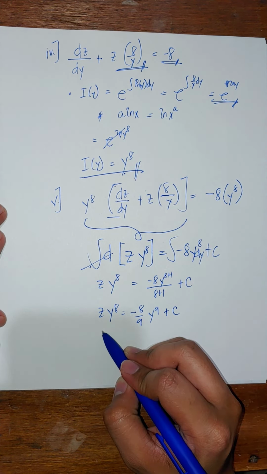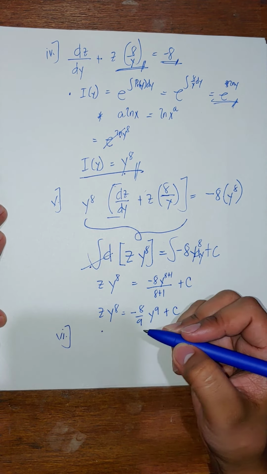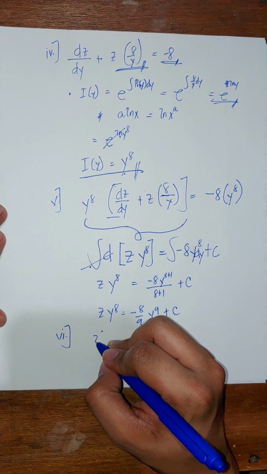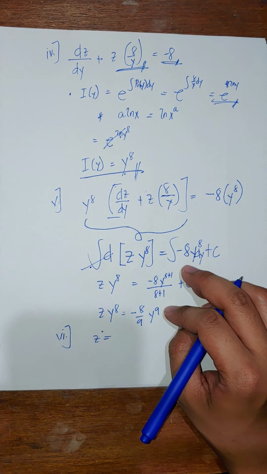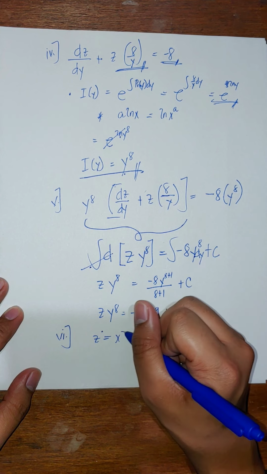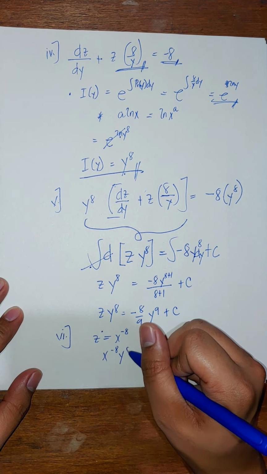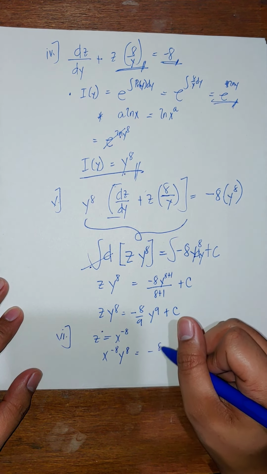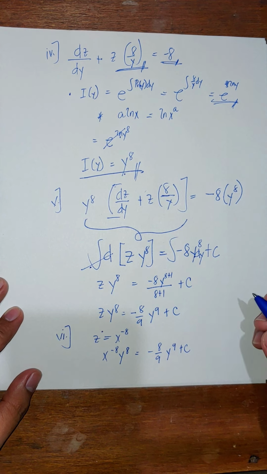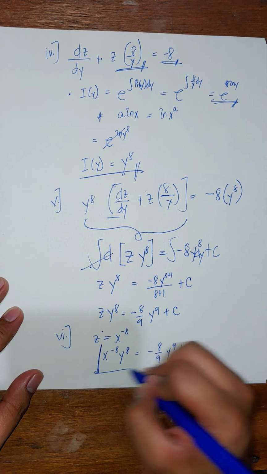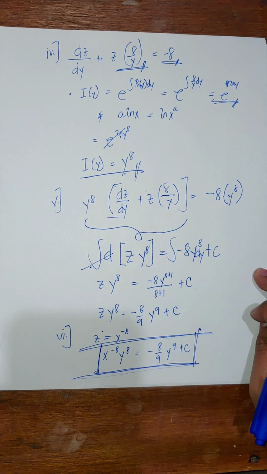So again, we substitute back z. If you remember, our z is just equal to x to the negative 8. So this becomes x to the negative 8 times y to the 8 is equal to negative 8 over 9 y to the 9 plus c. So this is our general solution for this particular differential equation.